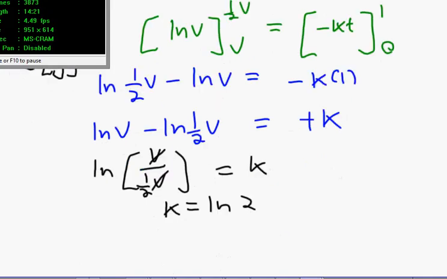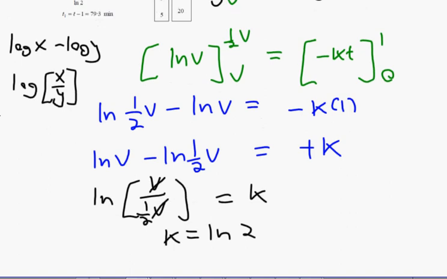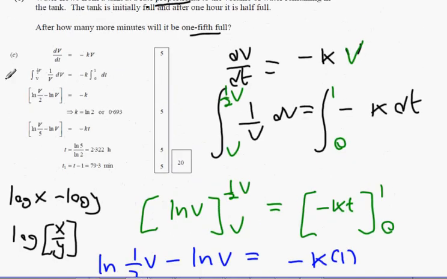How many more minutes will it be a 5th full? So we can go back up to the part at the top, okay? And what we can say is that we can use ln V, and we can change this limit to V over 5. And then we can change the number 1 to T. We can then change K to ln 2, which is a constant, and then we can integrate both sides like we did last time.